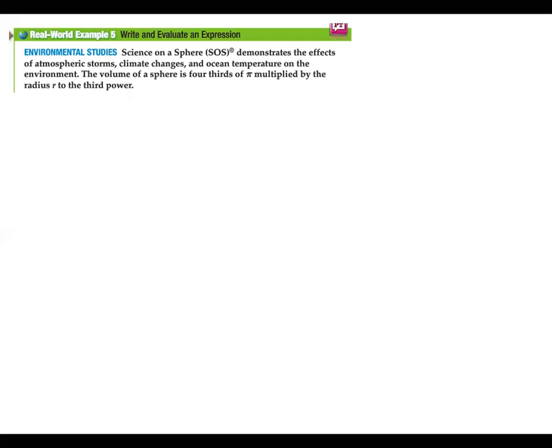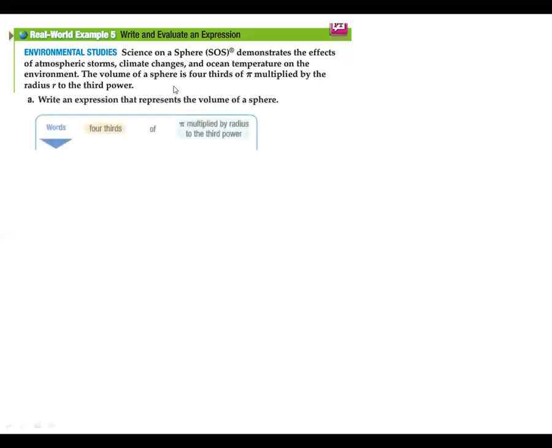All right, environmental studies. Science on a Sphere, SOS, demonstrates the effects of atmospheric storms, climate changes, and ocean temperature on the environment. The volume of a sphere is 4/3 of pi multiplied by the radius to the 3rd power. So write an expression that represents the volume of the sphere. So 4/3 of pi multiplied by the radius to the 3rd power. So let r equal the radius.